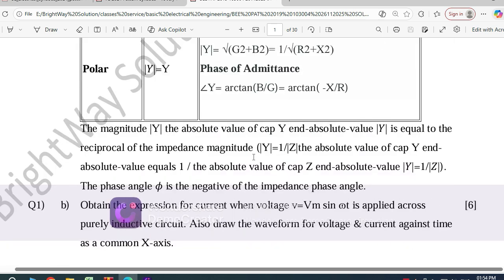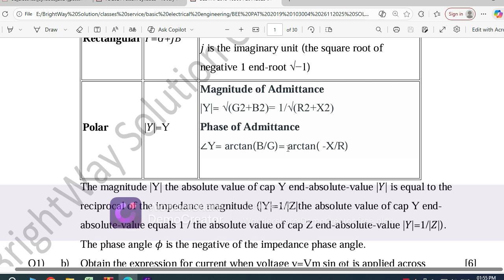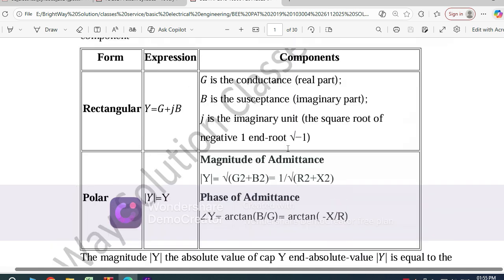Now the polar form. The magnitude of Y is the square root of G square plus B square. After calculating this you get the magnitude of Y. And the angle of Y is the inverse tan of the imaginary part upon the real part, so it is normally tan inverse of B upon G. This is the polar form.